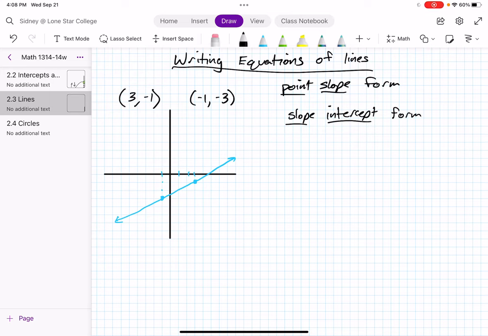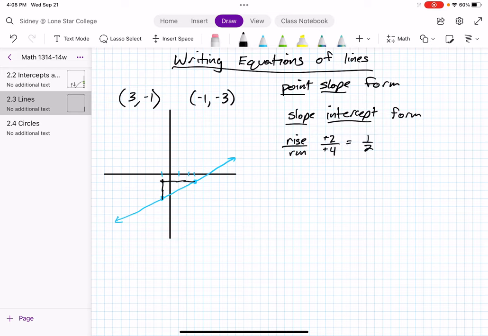So if we count out slope, that's 2 steps up, and then 1, 2, 3, 4 steps over. So we have rise over run. So I have 2 steps up, +2, 4 steps to the right, +4. 2/4 is a slope. You are not mathematically obligated to simplify.